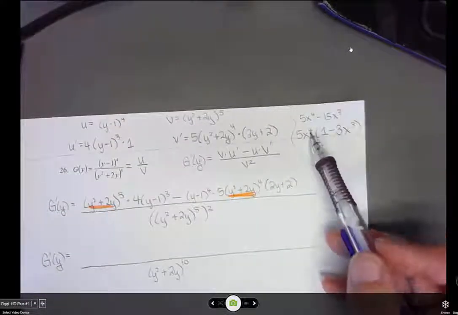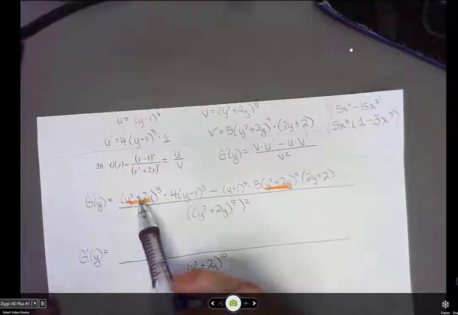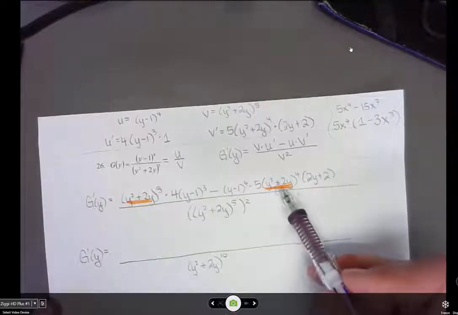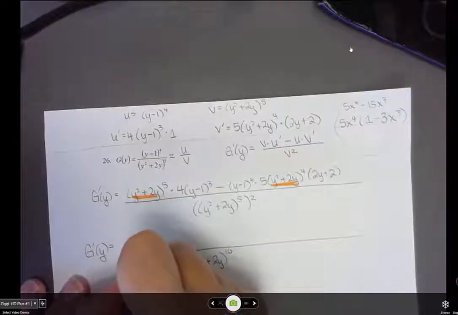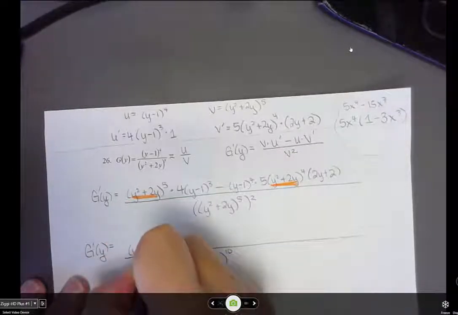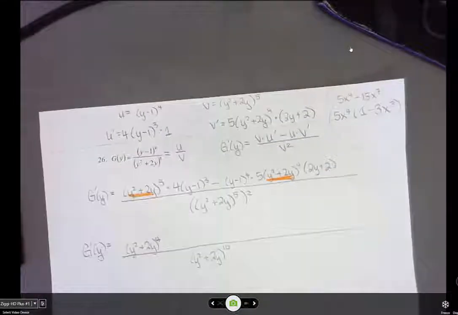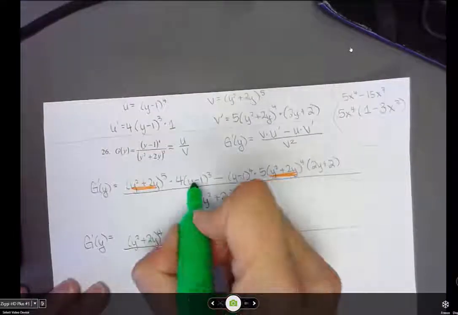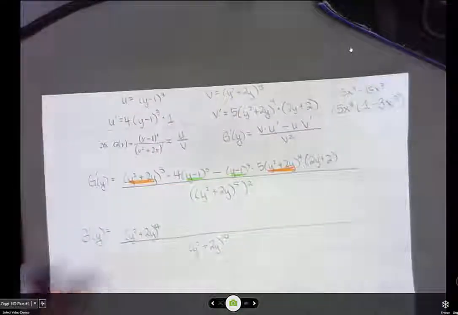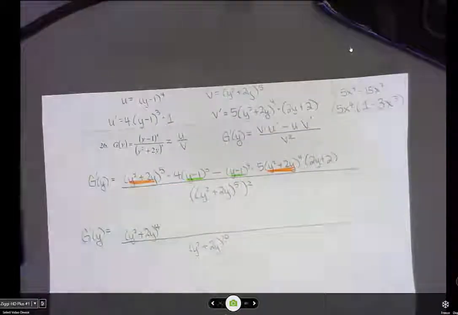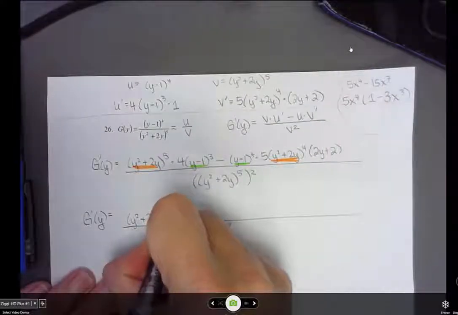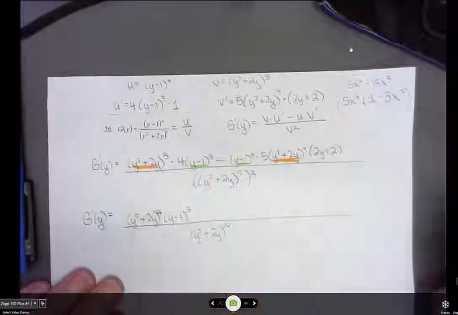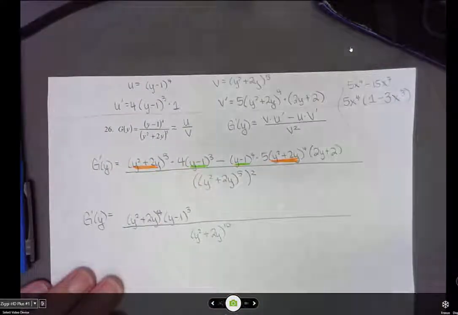So I have y squared plus 2y to the 5th and y squared plus 2y to the 4th. So I factor out the smaller power, y squared plus 2y to the 4th. Okay, but we also have y minus 1 here and a y minus 1 there. But just like before, you factor out the smaller of the two powers. So factor out y minus 1 to the 3rd. And if there are constants to factor out, you can do that now or you can do it later. I'm just going to focus on the parentheses here.